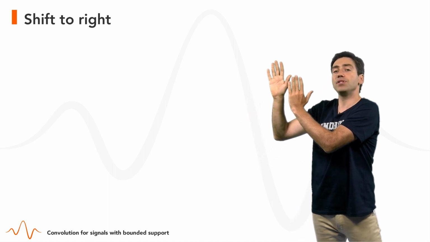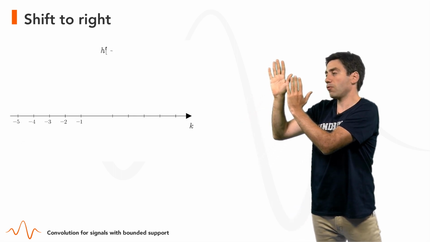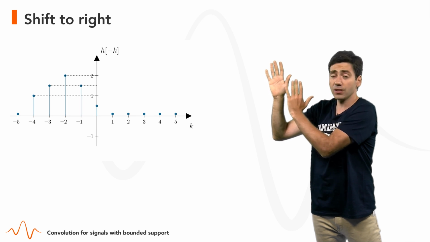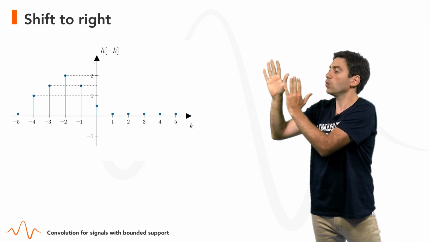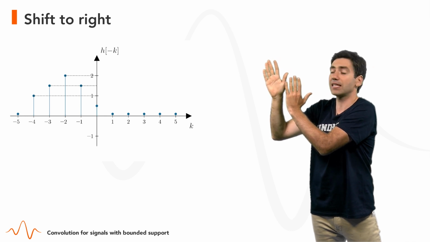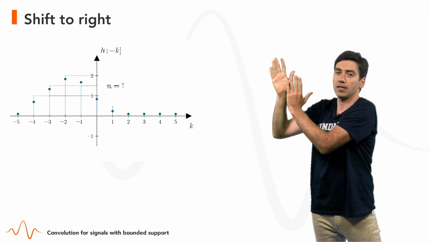Then we continue the procedure by multiplying, for n equals 1, x of k, which always remains static, with h of 1 minus k. And that's basically a signal which is h of minus k shifted once to the right.